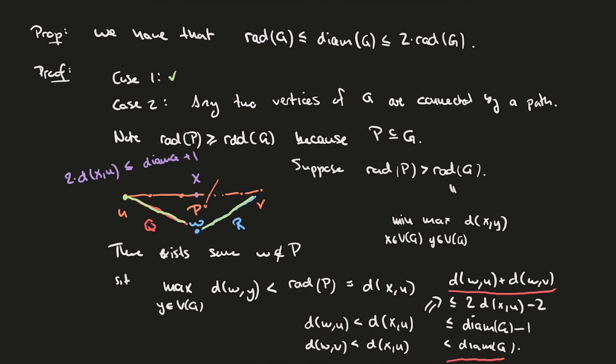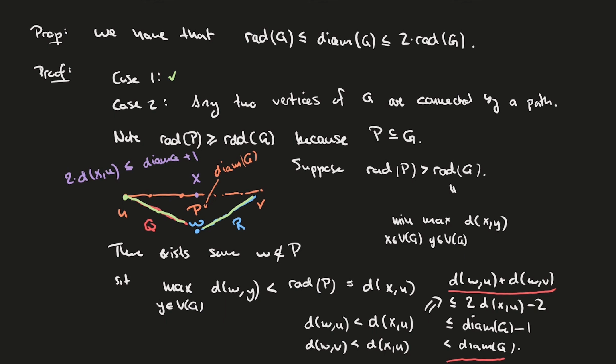However, P was chosen to attain the diameter of G, and this means that P is a path that realizes the distance between U and V, and such a path is the shortest path, but we've now found some path that is strictly shorter than the shortest path, and this is a contradiction.